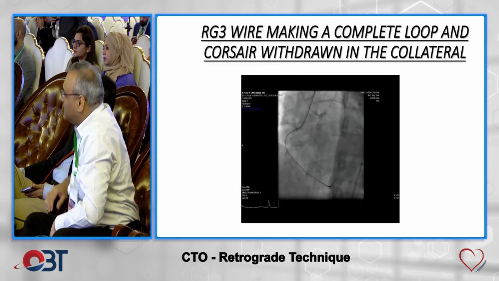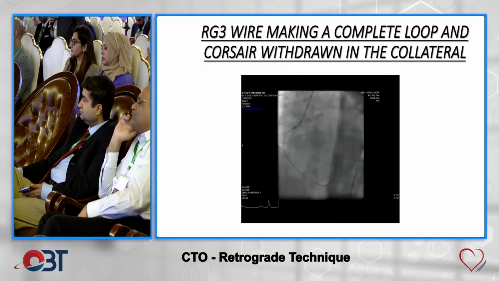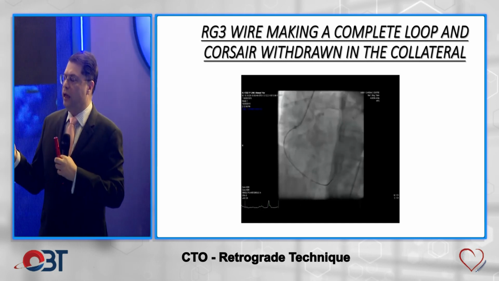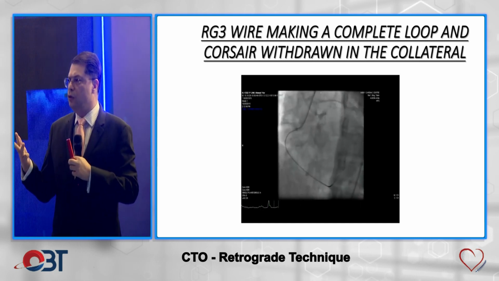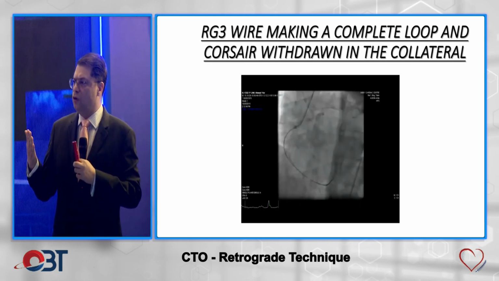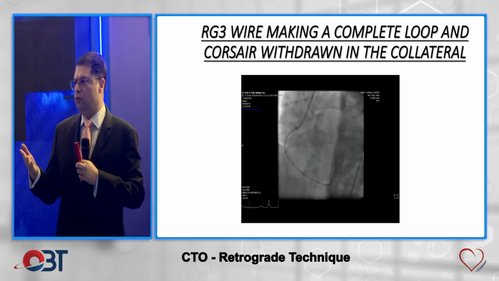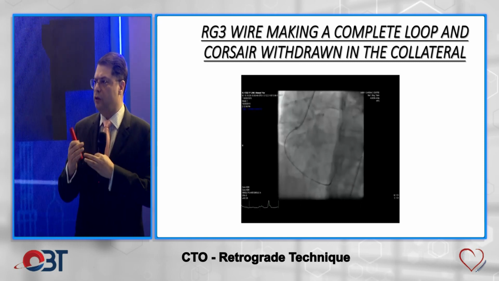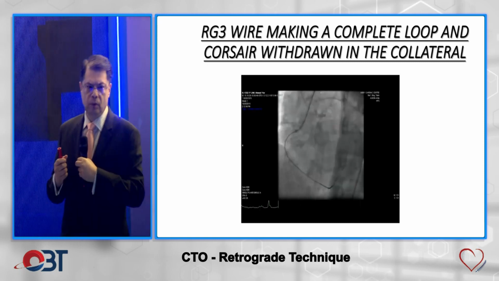Yes, yes. If the cap is ambiguous, it's a long CTO, not a good landing zone, and you have bifurcation, so the chances of antegrade success are very low. So you might have to go primary retrograde in this particular case. Right.